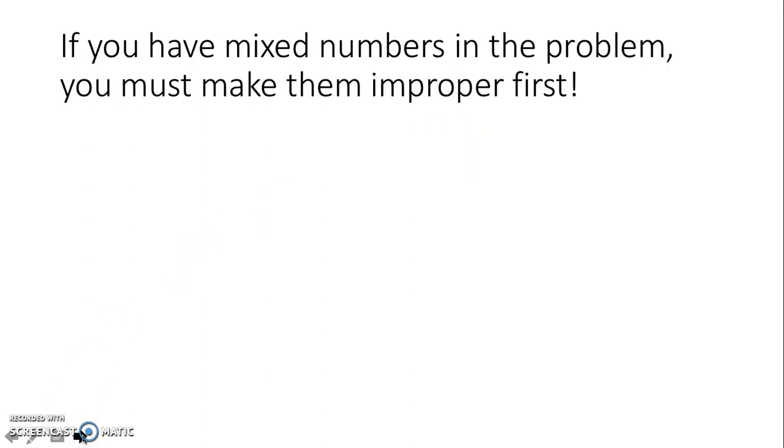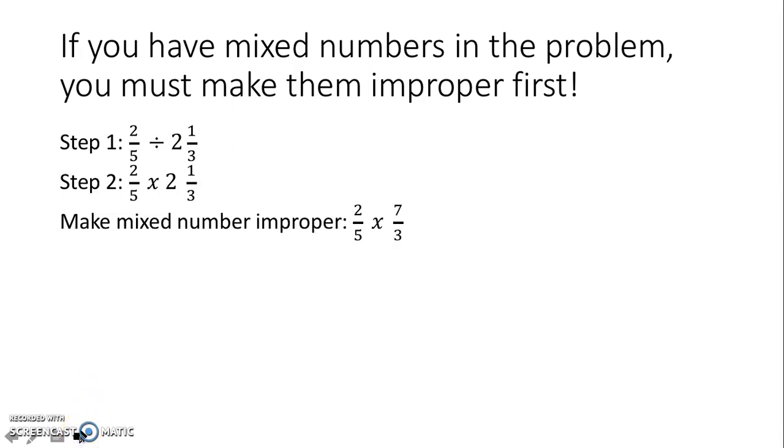Just a note, if you have mixed numbers in your problem, you have to make them improper first. So to be able to do that, if this is your question, here's your step 1. You have 2/5 divided by 2 and 1/3. You have to make them improper first. So 2 times 3, which is 6, plus 1, which is 7.